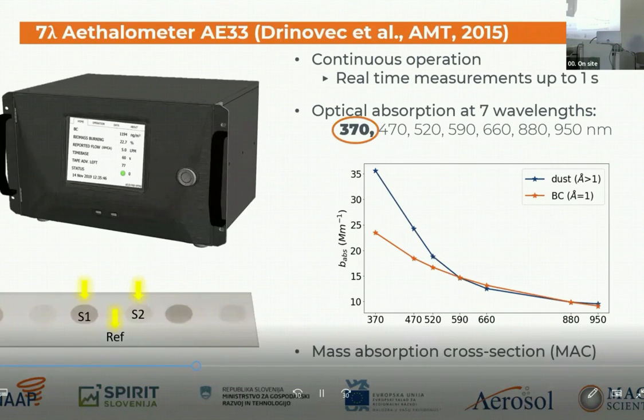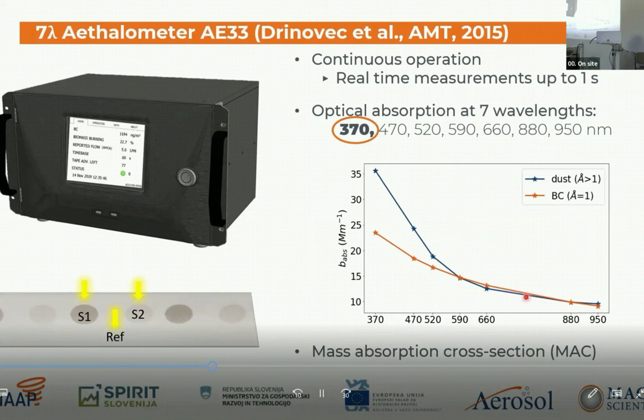To measure optical absorption, we used an aethalometer. It has a dual spot algorithm, which allows us to compensate nonlinearities coming from the loading effect in real time. It has 7 wavelengths, so wavelength-dependent optical absorption can be measured. Dust and black carbon have different spectral dependence of optical absorption.